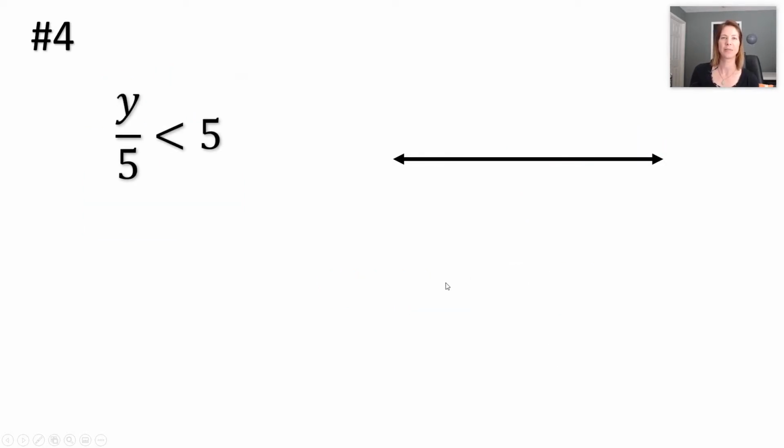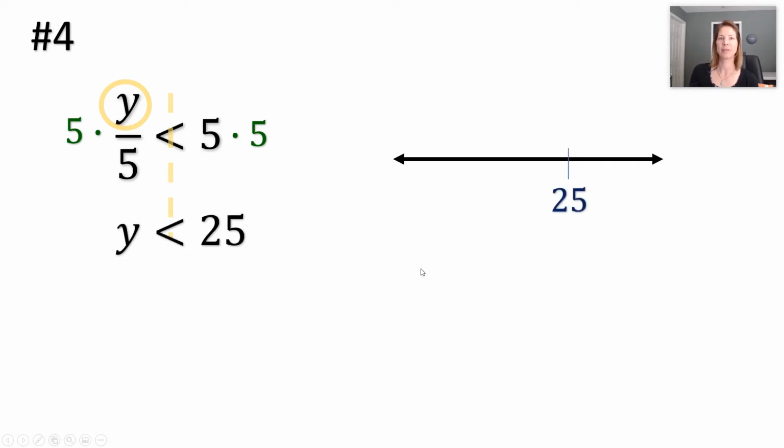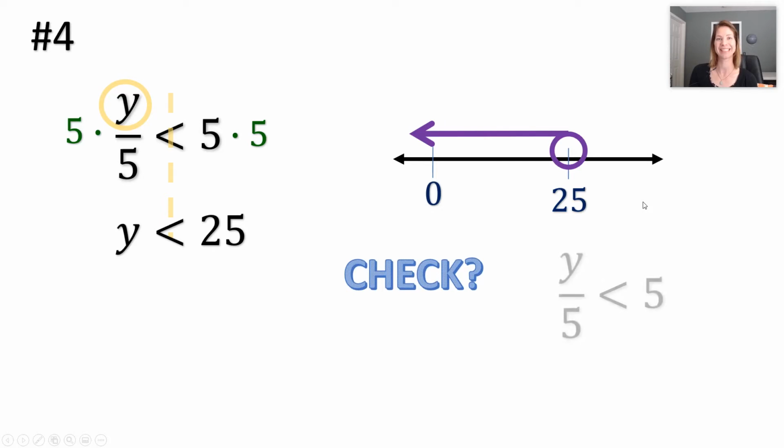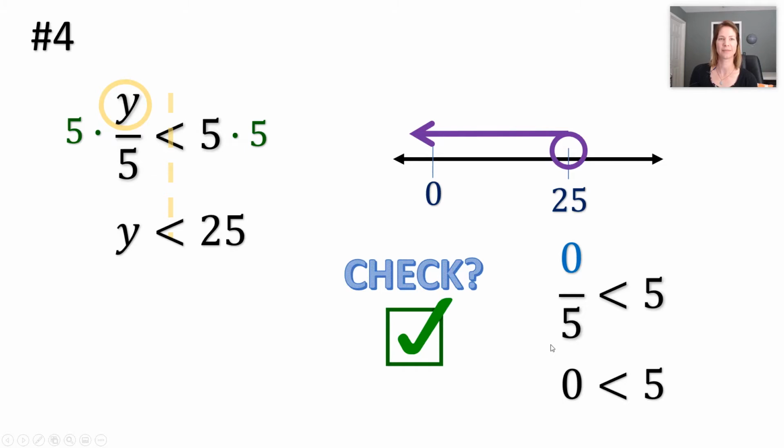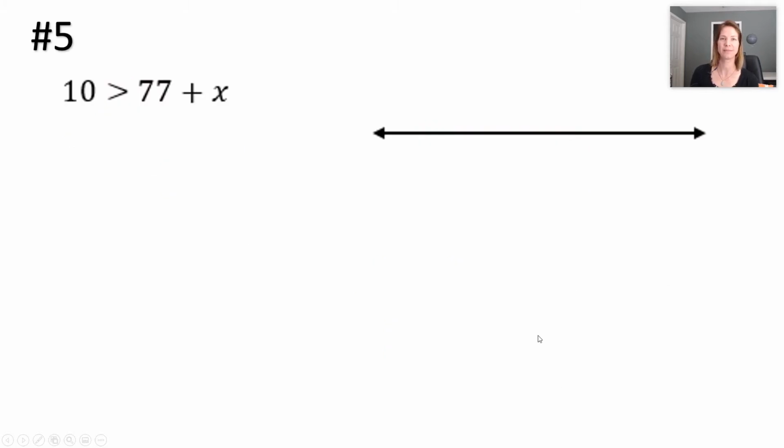What do we do here, and what's the solution? So division is happening, so we need to multiply by 5 to undo it. y is less than 25. To graph it, open circle at 25, pointing to the left. And on this one, we can check using 0 again, because 0 is less than 25. 0 divided by 5, 0 divided by anything, excuse me, is 0, and 0 is less than 5. So it works. Last one for you to try.